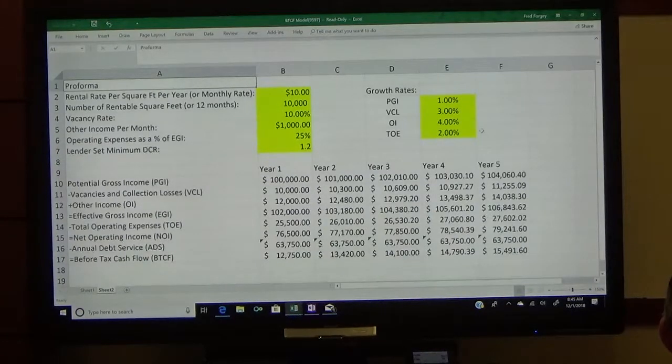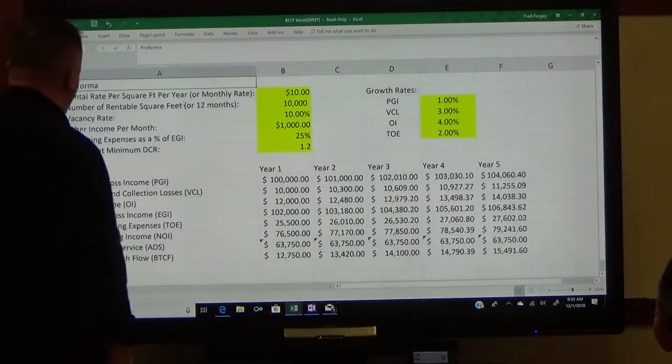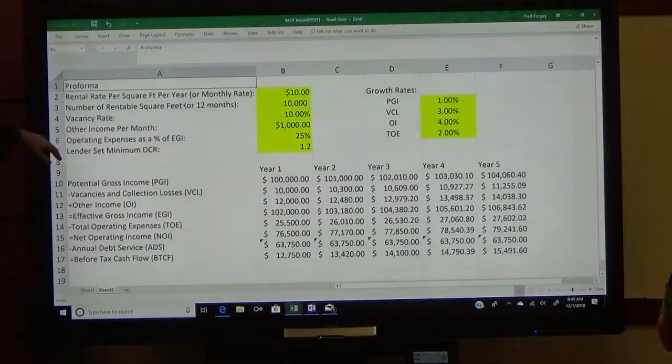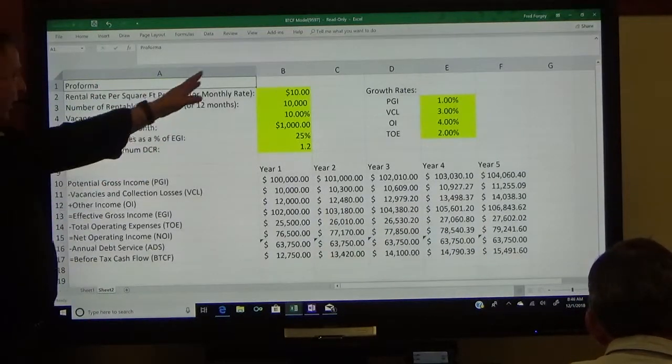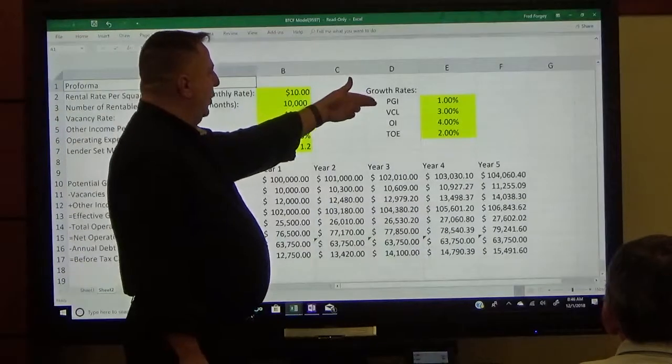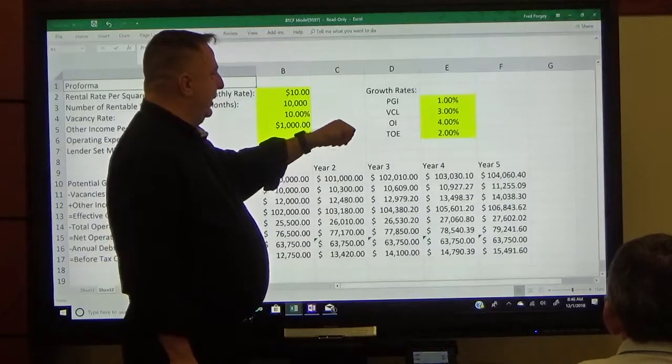All right, another little model. This is also in the handout. This is another simple before-tax cash flow model, where you're given some basic information about the property in terms of its performance: rental rates, vacancy rates, that sort of thing. You pop in those pieces of information along with growth rates for your income, your vacancy and collection losses, your other income, and total operating expenses.